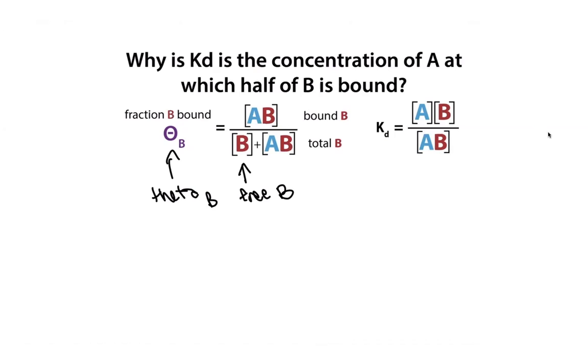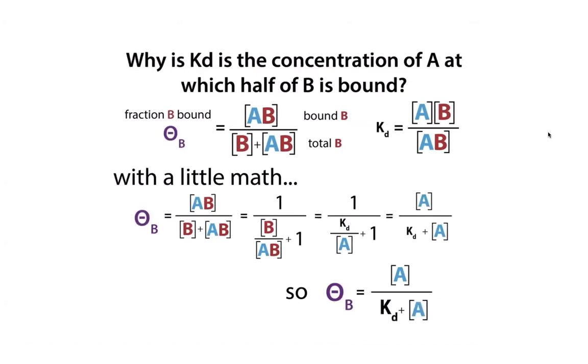And now let's think about Kd. Kd is equal to the concentration of A times the concentration of B over the concentration of AB. So now pause the video and use these two equations, put them together in order to solve for the fraction B bound. So solve for theta B in terms of Kd. With a little math, hopefully you figured this out, where you can rearrange things and find that theta B is going to equal the concentration of A over the concentration of Kd plus A.